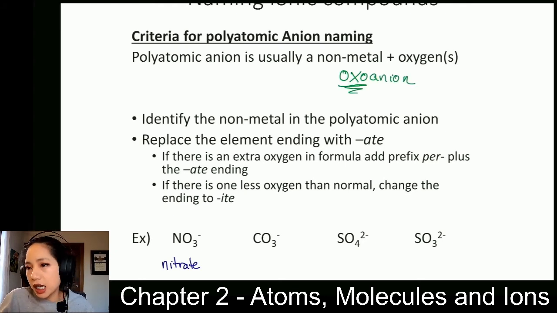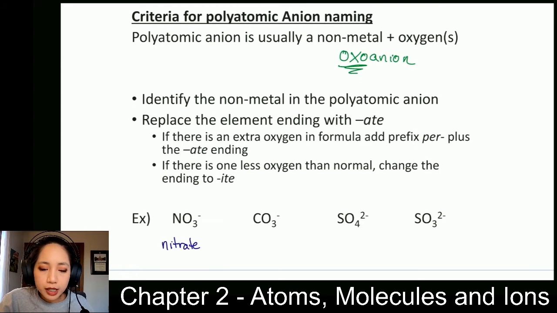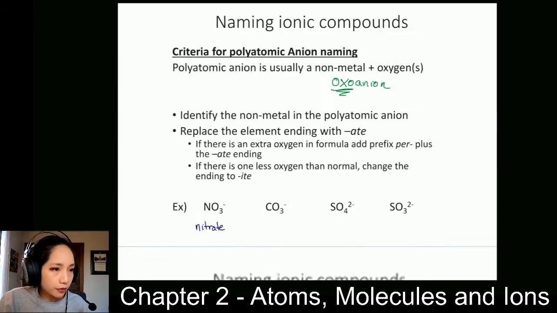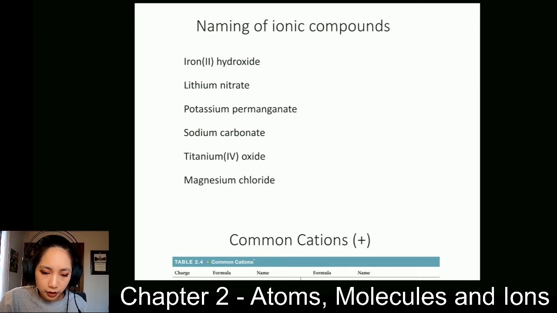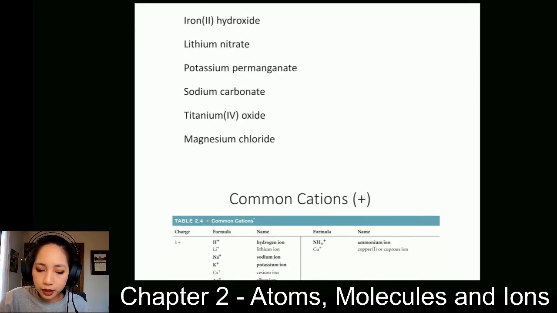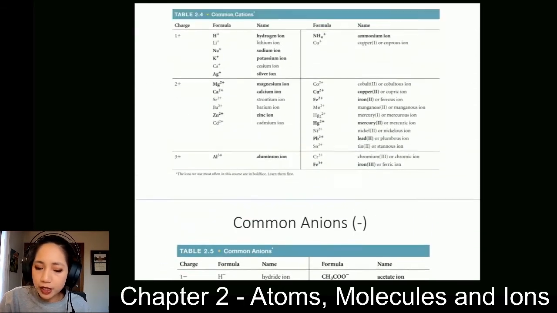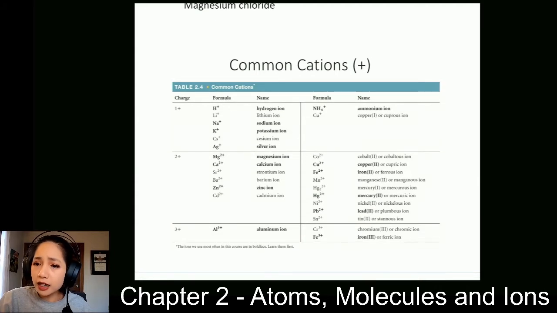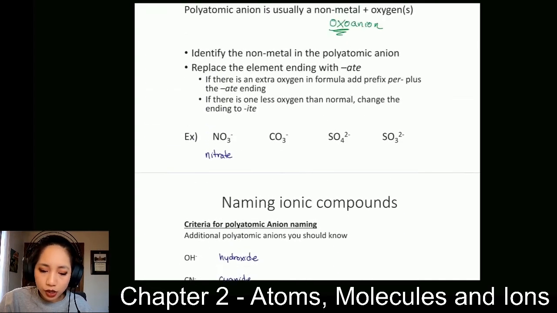Oxo meaning contains oxygen. All right, so the steps and strategy for naming polyatomic anions. Well, one, I will always give you the naming ionic compound sheet here. You will always be given this on an exam, so it has many of the cation and anion naming. You just need to know how to use it.